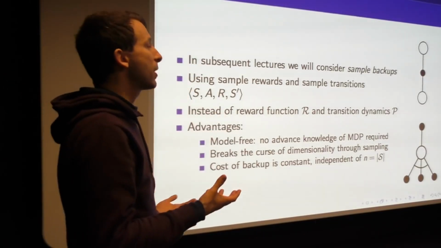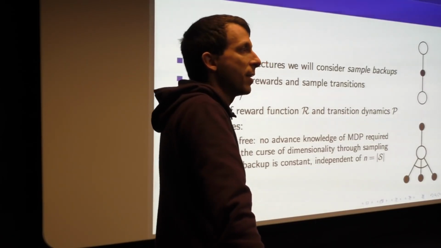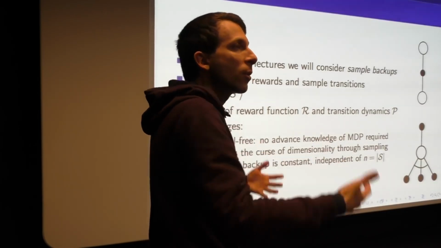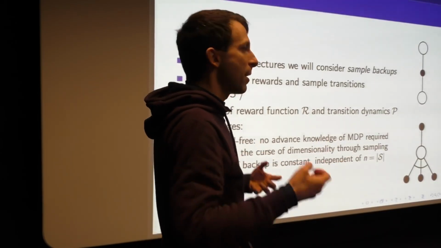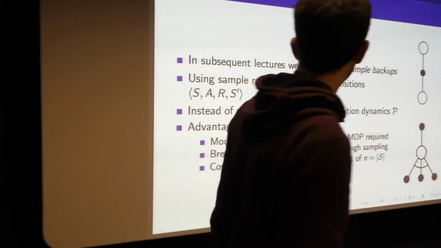But also it means that because we're sampling the dynamics of the environment, we don't need to know the model of the environment. So this is how we convert from these dynamic programming methods to model-free reinforcement learning methods. Instead of someone telling us the dynamics, we just sample from them, we see what happens.